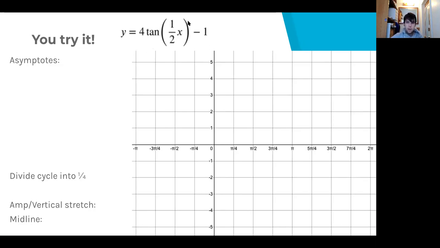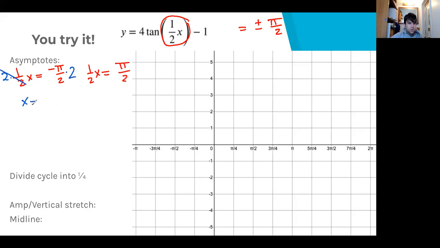So again, remember, find the asymptotes first. So take what is inside your tangent, and for tangent, you set that equal to positive and negative pi over 2. Okay, well, 1/2 x equals negative pi over 2, and 1/2 x equals positive pi over 2. I should have enough space here to solve both of these, and they're pretty easy equations. We just need to get rid of this 1/2, so I'm going to multiply by 2.